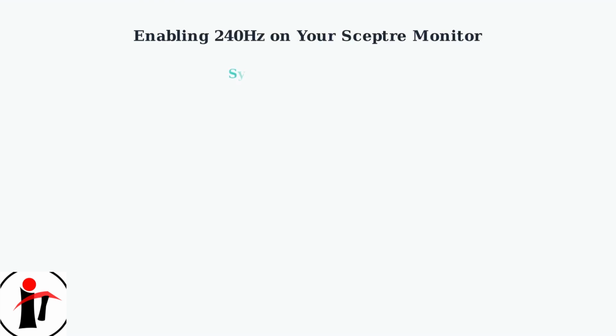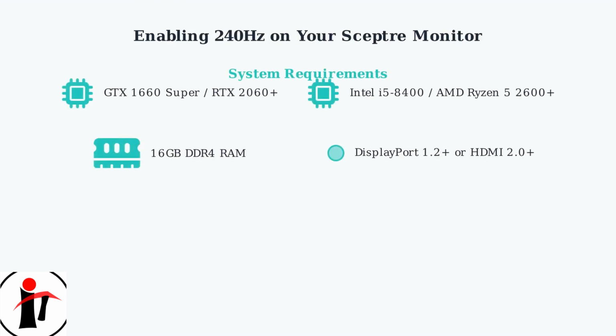To enable 240 Hz on your Sceptre monitor, your system must meet specific hardware requirements. You need a graphics card like GTX 1660 Super or RTX 2060 or better, a modern quad-core processor, 16 gigabytes of RAM, and the right cable connection.